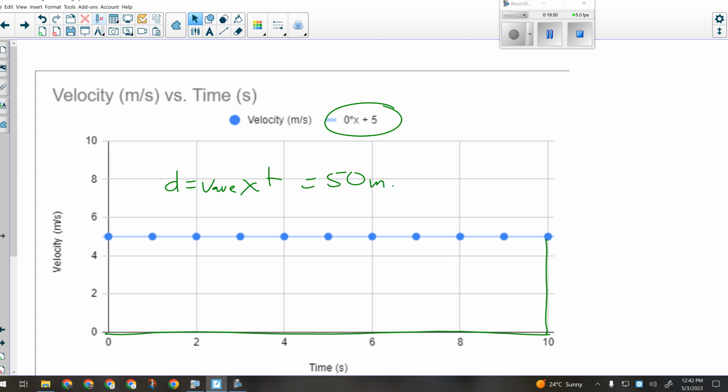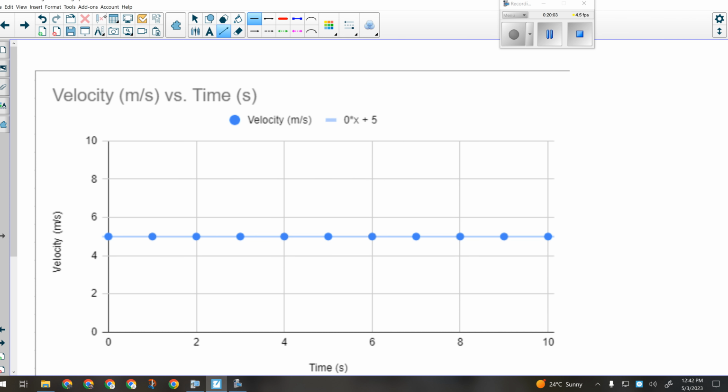All right. What if the line did this? What's that object doing? That object's not moving. Because it's traveling at a constant velocity of zero. That would be a tricky one, okay?